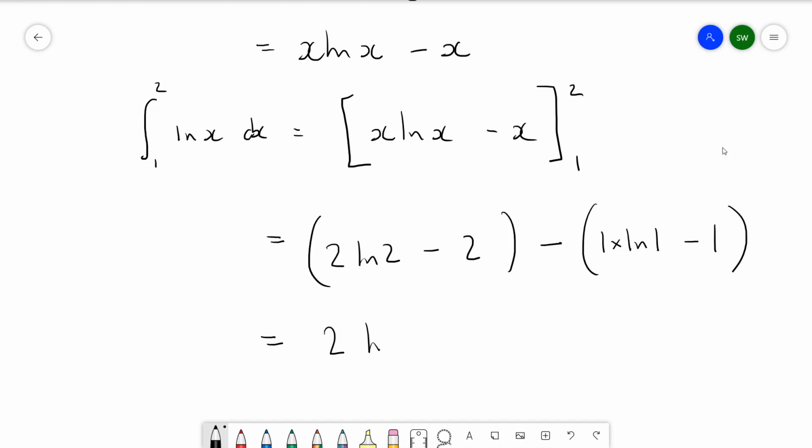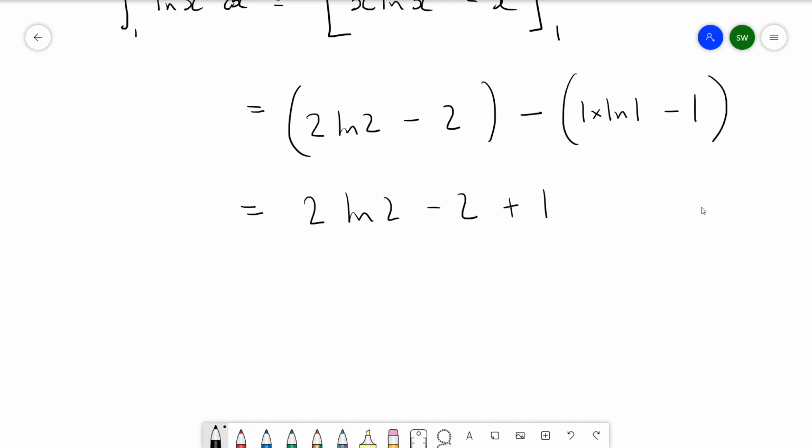So let's expand this second bracket out. So we're going to have, well, log 1 is just 0. So we're actually going to have minus 1, which is plus 1. So our answer is going to be 2 log 2 minus 1.